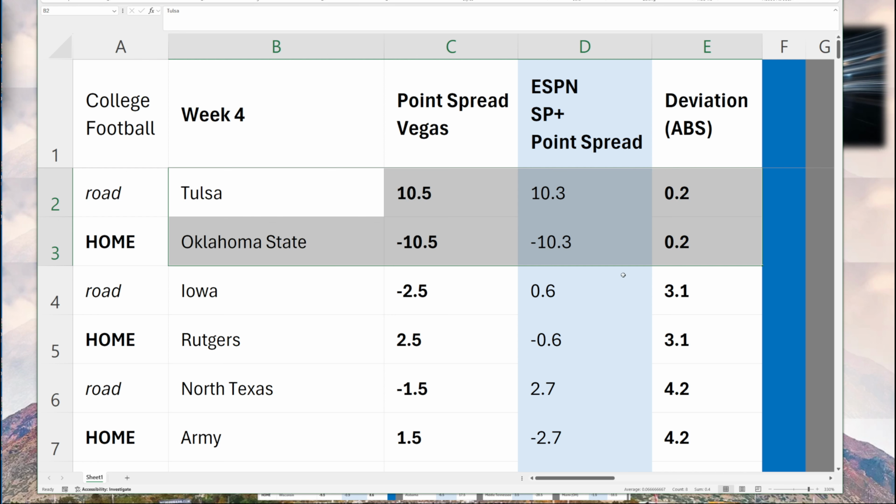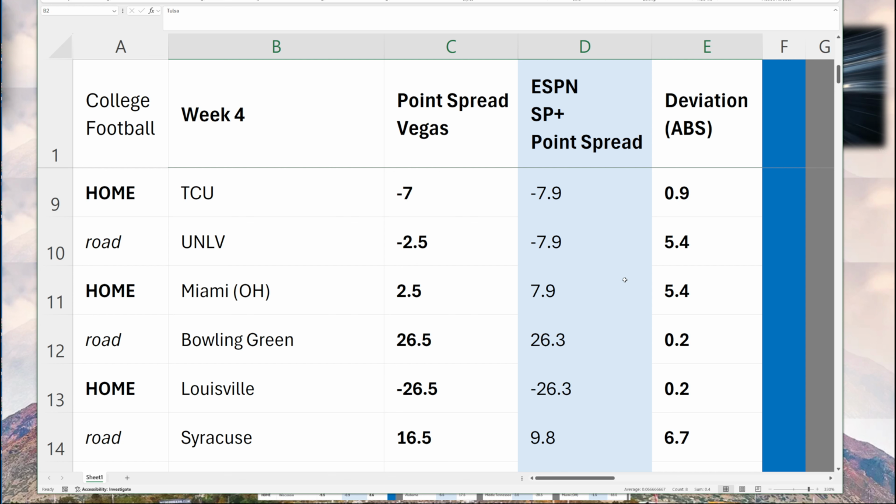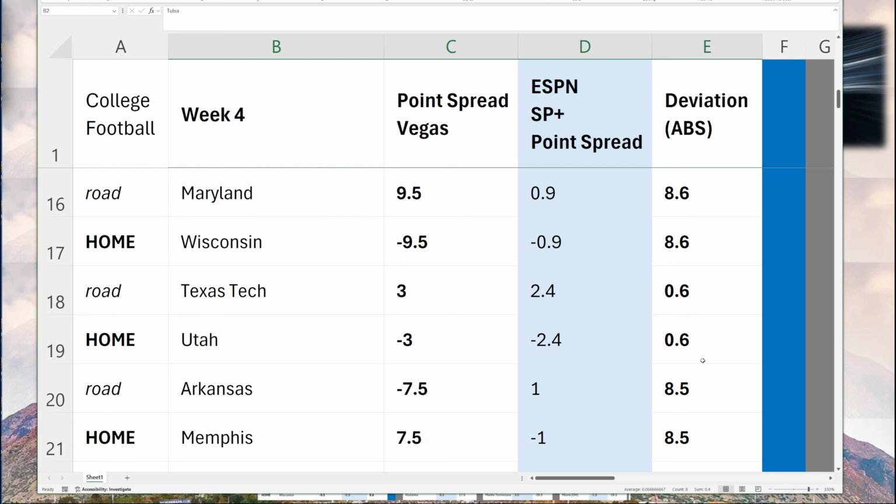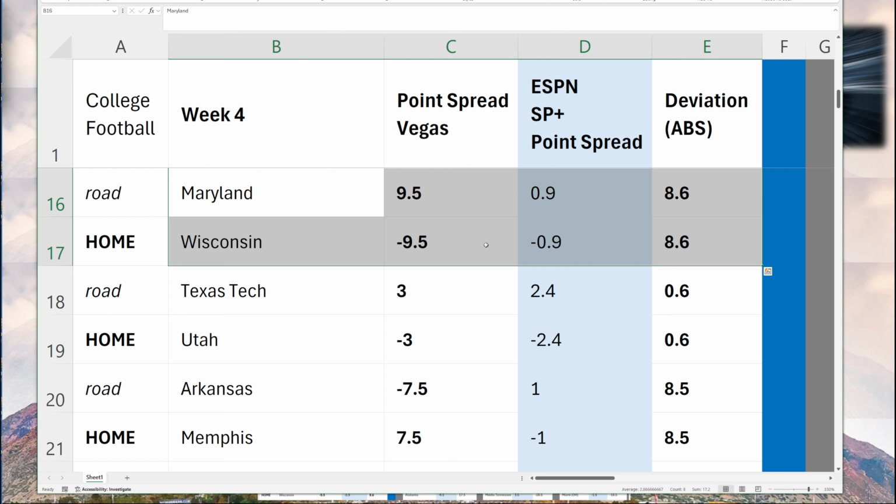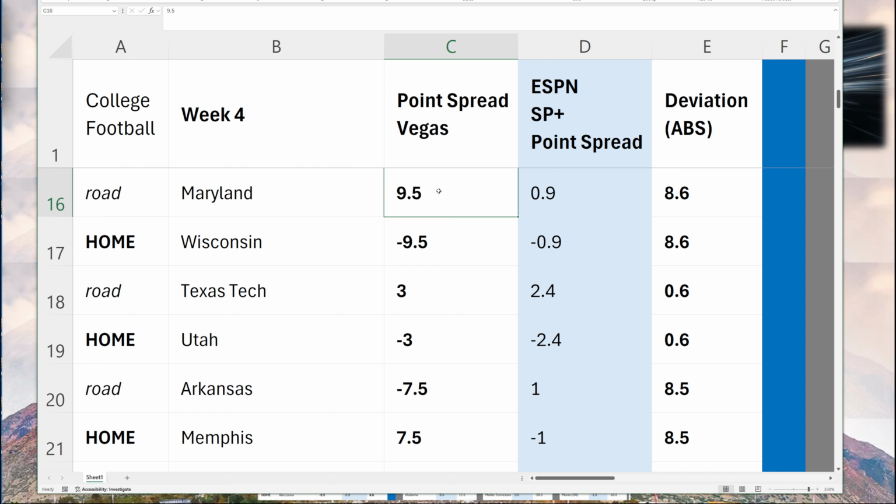That's interesting to know. However, this is not always the case. Let me show you a major deviation here. See if we see here Maryland, Wisconsin. The deviation is 8.6. So Maryland, the point spread for Maryland is 9.5. ESPN's SP Plus point spread is 0.9, basically 0. The deviation is 8.6 points.